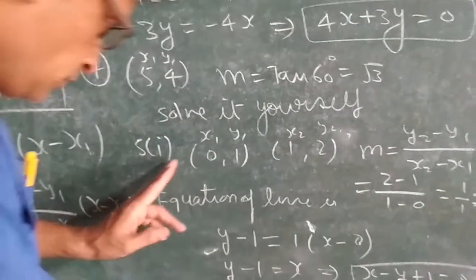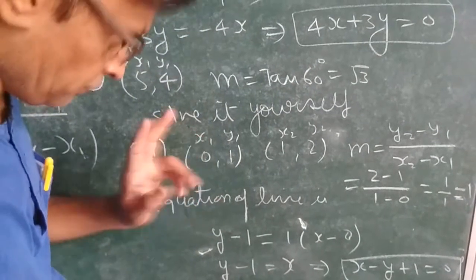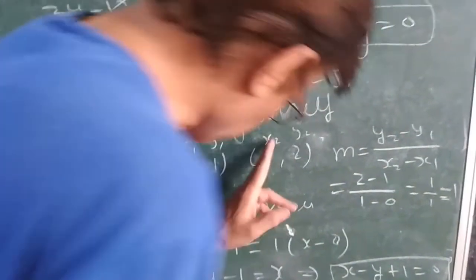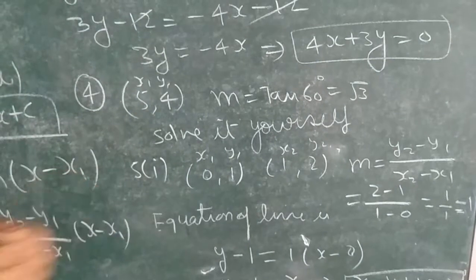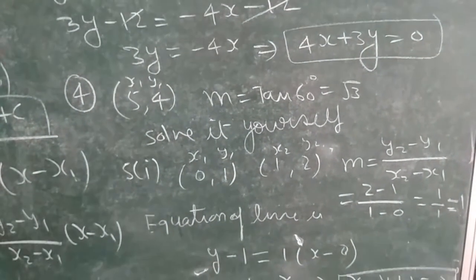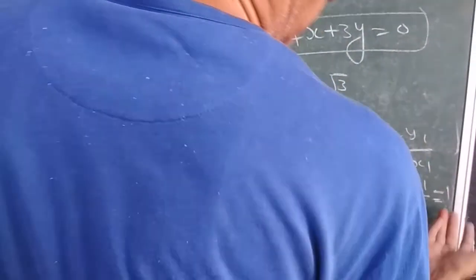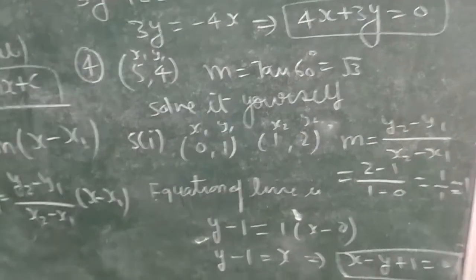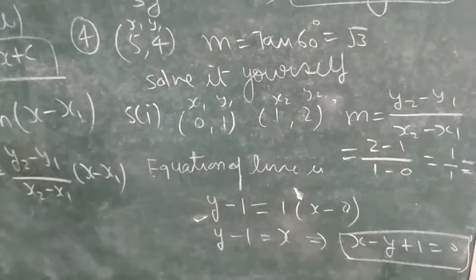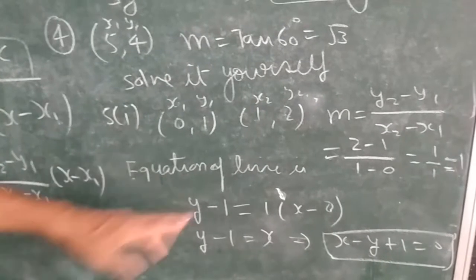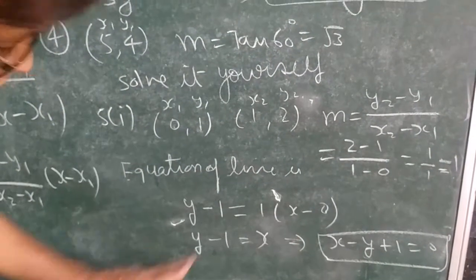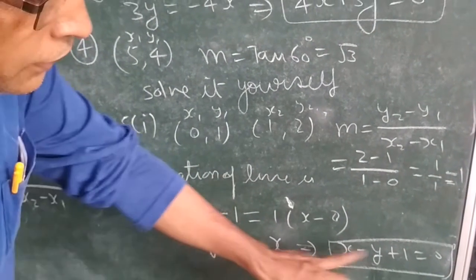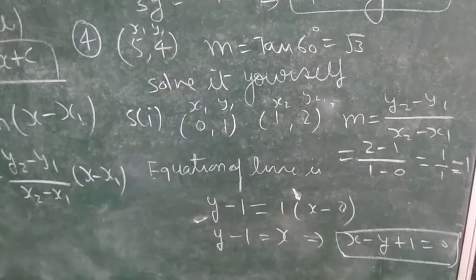Fifth, first part: 0, 1 is x1, y1, this point; 1, 2 is x2, y2, this point. We have to find the slope of the line, (y2 minus y1) upon (x2 minus x1), equal to 1. Now we can very easily find the equation of the line by using this formula: y minus 1 equal to 1 into x minus 0, y minus 1 equal to x, x minus y plus 1 equal to 0. This is the answer.